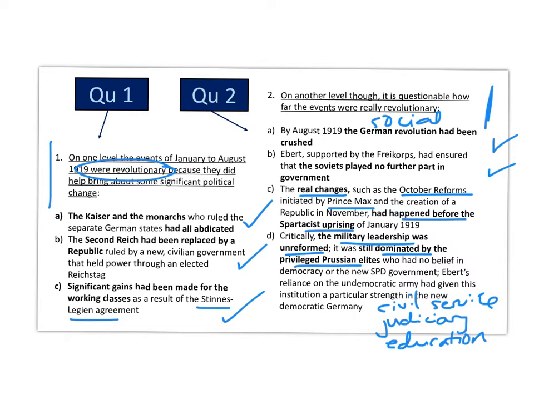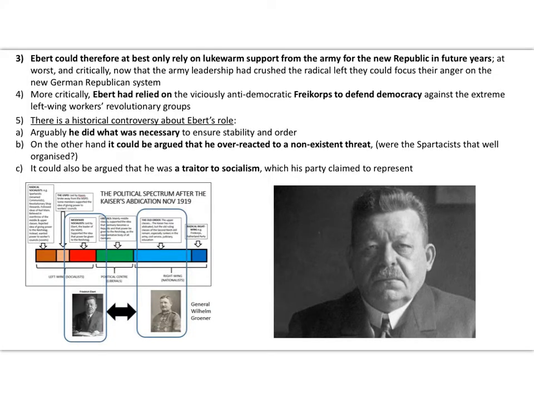Okay, they were from the old order. They were men, largely, born into often Prussian established families. So it's like the Second Reich is continuing through into the new Germany. So there's your arguments for and against the revolution. Okay.